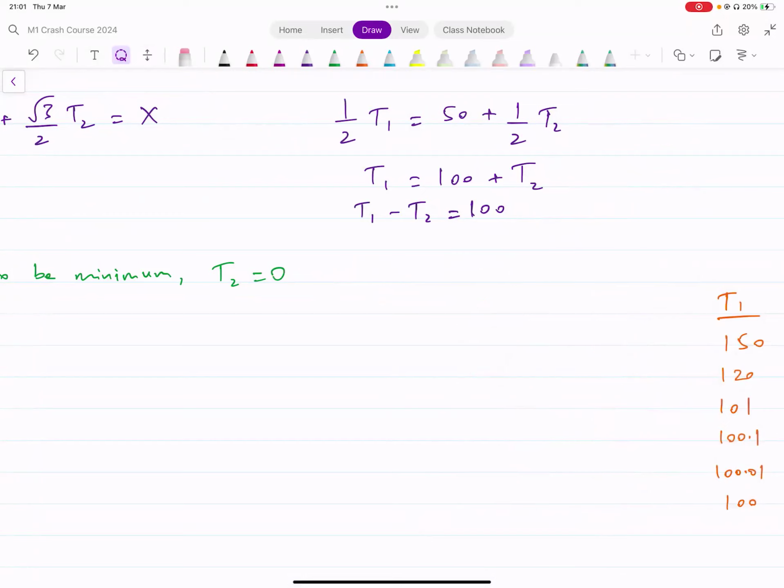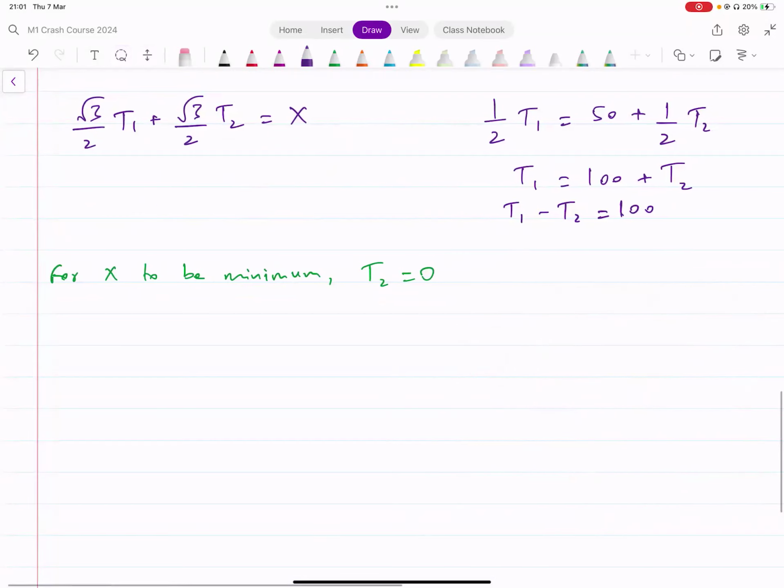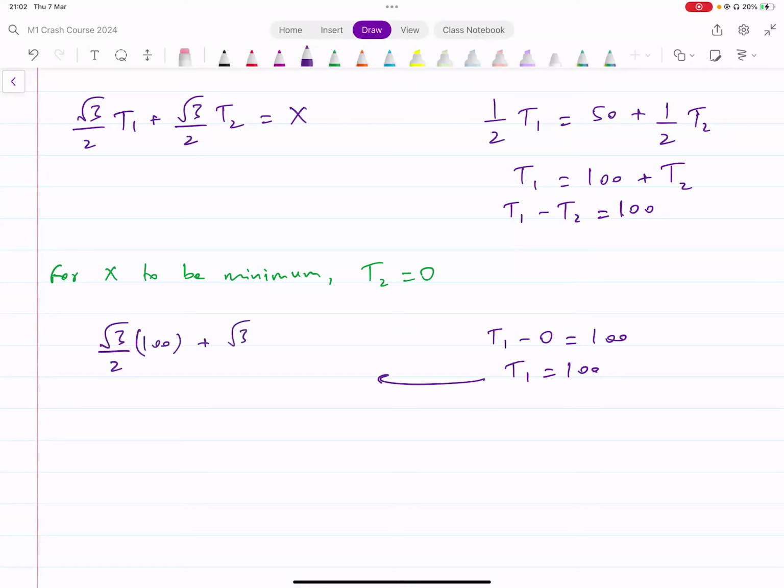If you put that in both equations, from the second equation, you get T1 minus 0 equal to 100 and T1 equals 100. Put that in the first equation now. You get under root 3 over 2 times T1, which is 100, plus under root 3 over 2 times T2, which is 0, that equals x. And that will give you the least possible value of x.